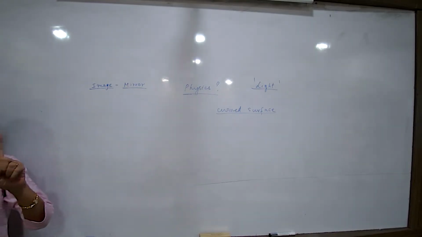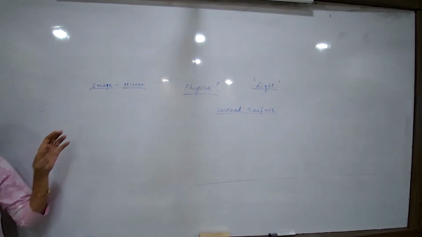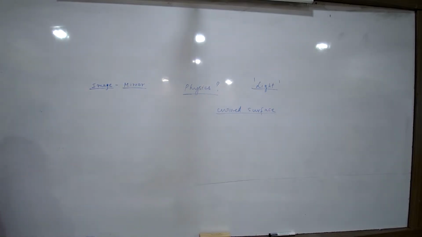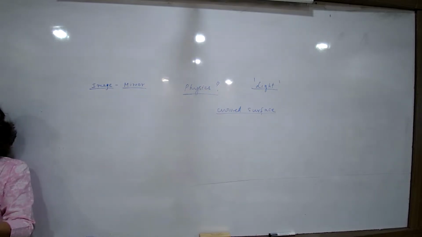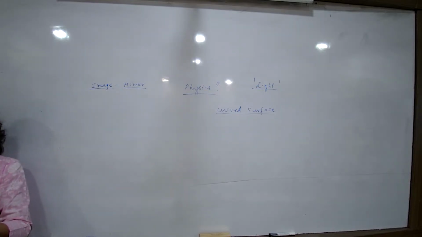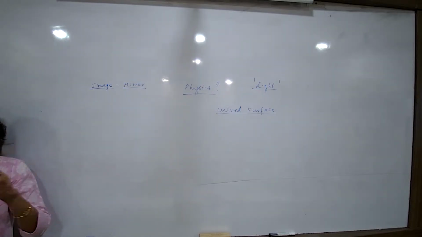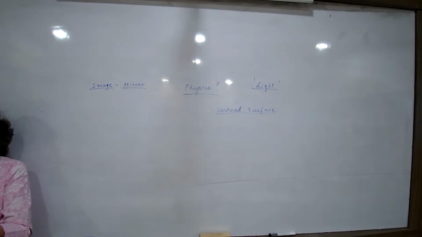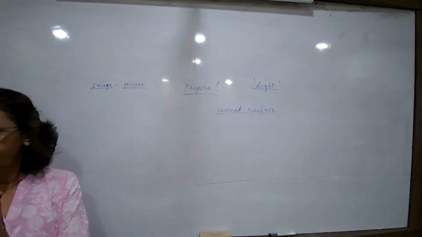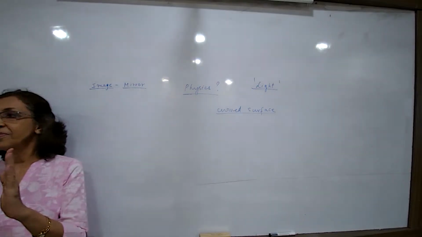So that's one thing. What else? What happens to the size? Is it the same size as that of the object? If I keep the pen in front of the mirror, the image is also the same size. So the size of the image is the same size as that of the object. One is size, one is about lateral inversion. What else? Distances.